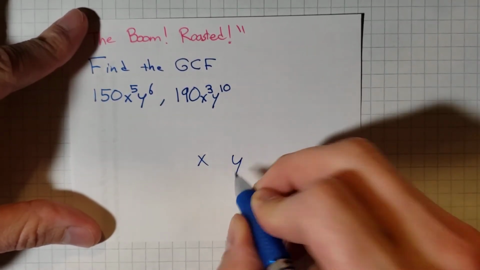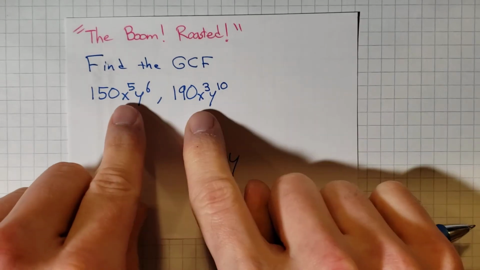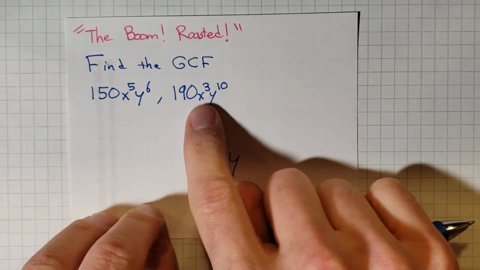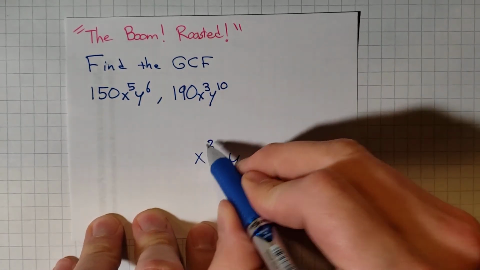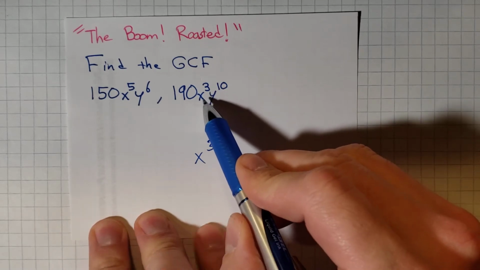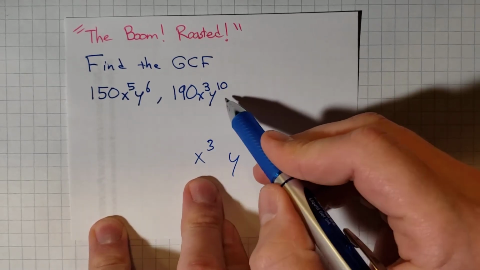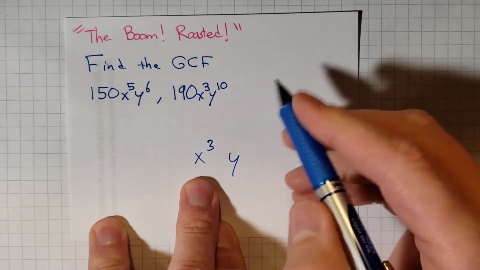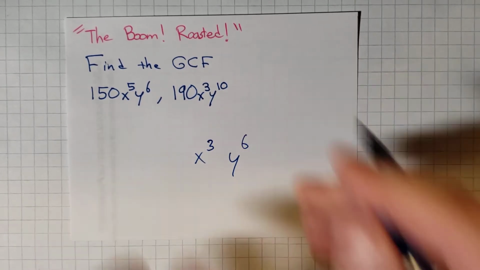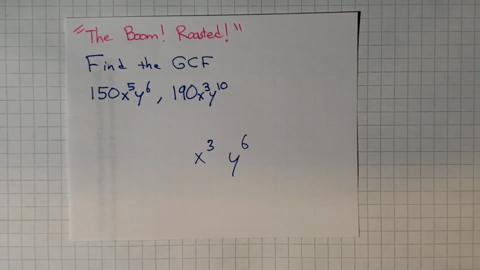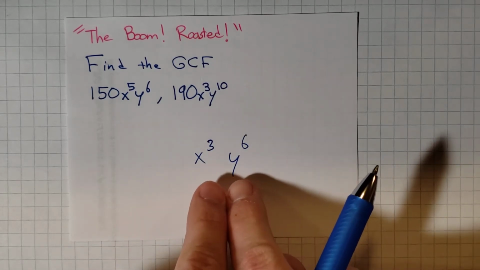So x and y. What's the most you could take out of an x to the 5 and an x to the 3 without making a mess? An x to the 3. If you try to take out more, you'd make a fraction, and fractions are bad. What's the most you could take out of a y to the 6 and a y to the 10? Just a y to the 6. So it's really easy. The variables are really easy. You just pick the smaller of the two, okay? That's the most you can remove without making a mess.